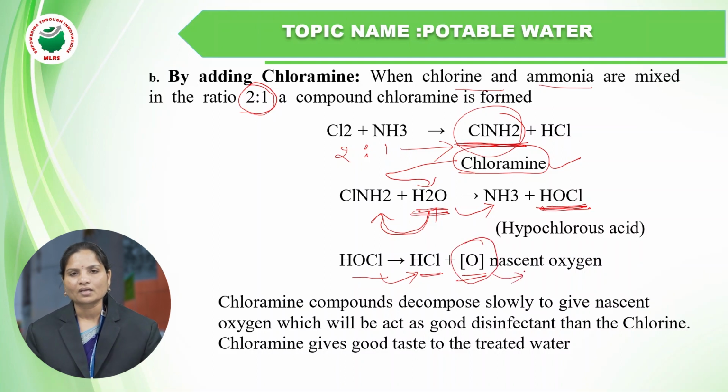Then the chlorination process takes place, meaning all the bacteria and germs can be destroyed by the chlorination process with the help of chloramine. So what is the chloramine? ClNH2 is our chloramine. The addition of chloramine to kill the bacteria in water is called the chlorination process.